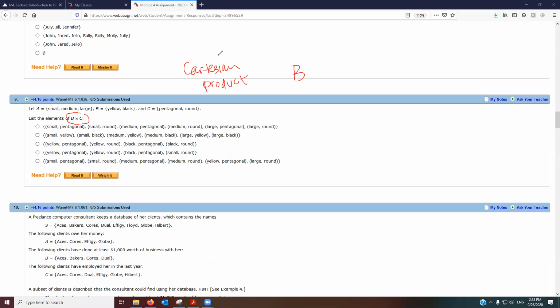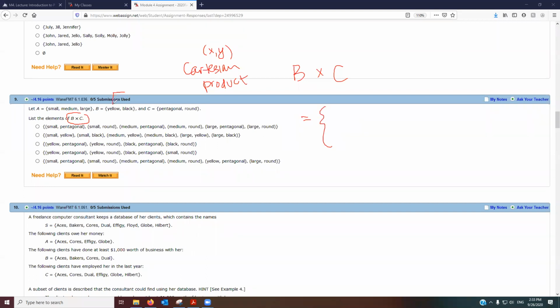The word Cartesian should remind you of XY ordered pairs, right? If you think back to algebra, Cartesian coordinates were XY pairs. Well, they're asking us here for B Cartesian product with C. So for this, I'm going to list out all of the pairs.